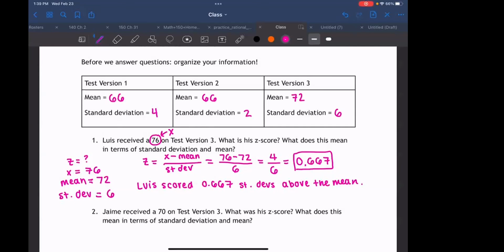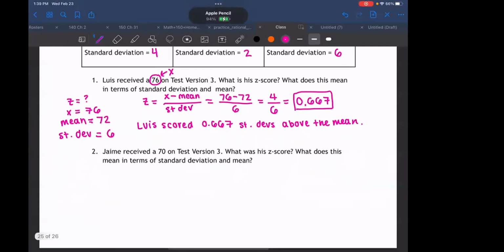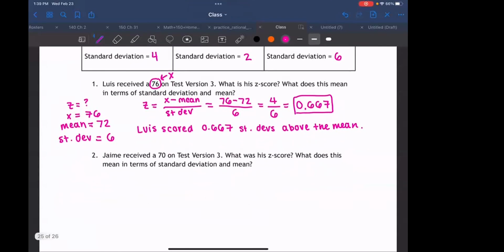Not too bad, right? We're conglomerating our information into one big pile, we plug it into the equation, and we solve for z. If z is positive, you score above the mean. If z is negative, it's below. Try number 2 together or on your own, and we'll come back in a little bit.